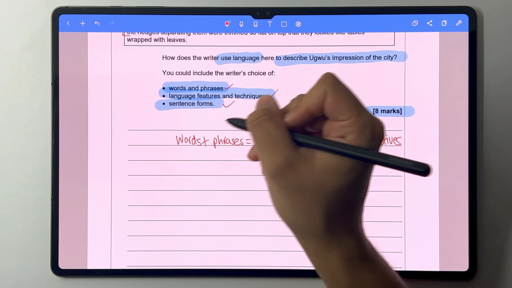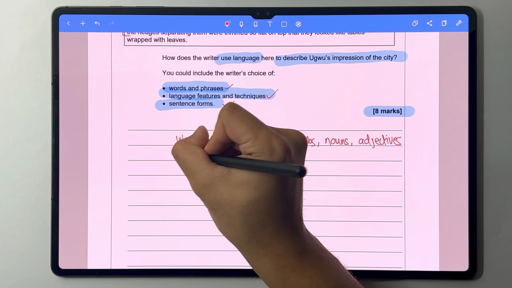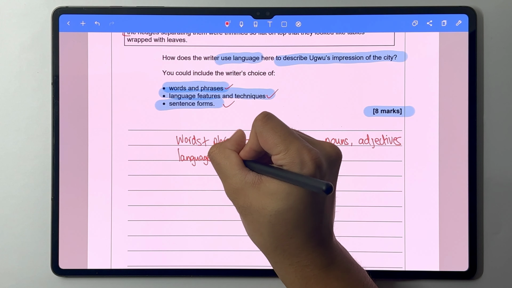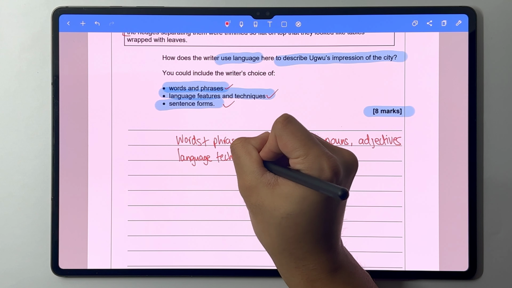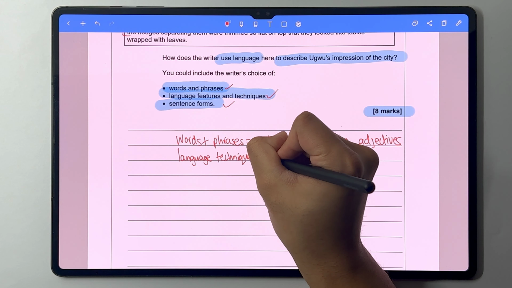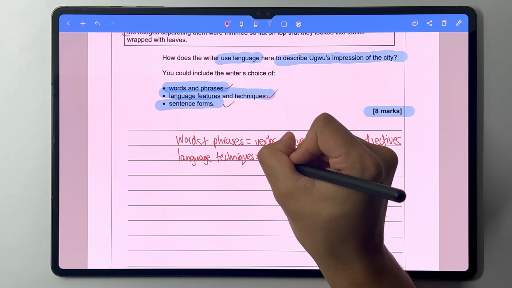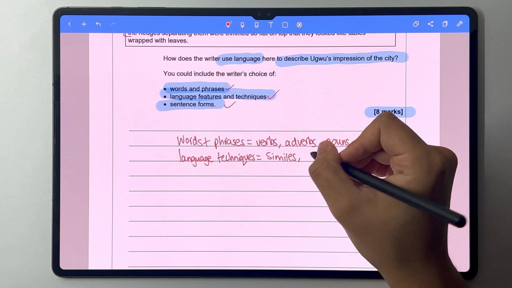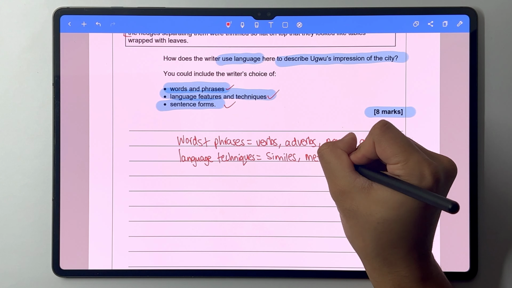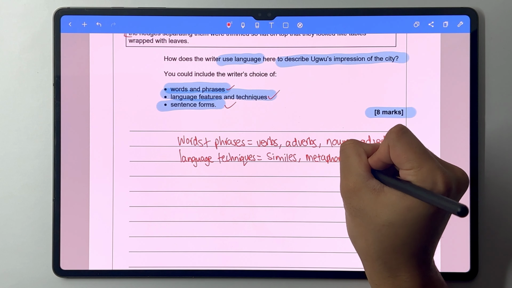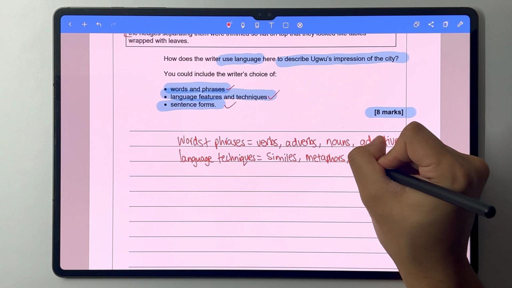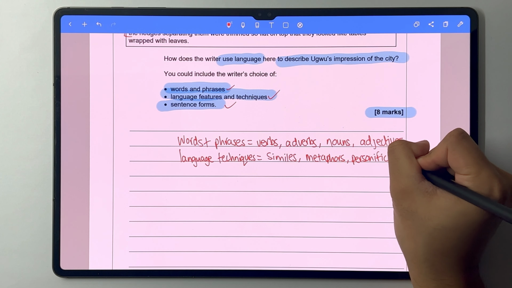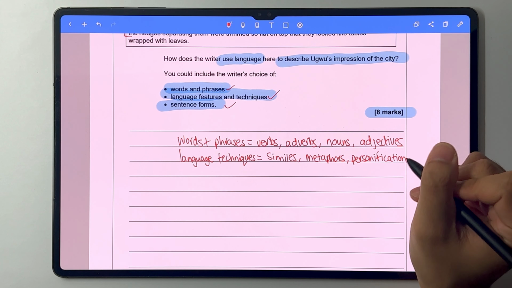The second one we have is language features or language techniques. For language techniques and features, you need to be looking at how the writer uses numerous language techniques. So that includes things like similes, it includes metaphors, and it includes things like personification. Of course there are many more, but these are just a few examples that you can look at.